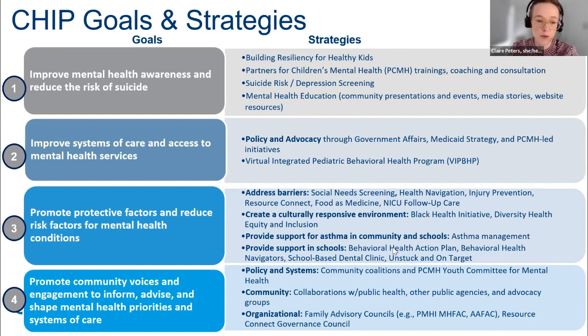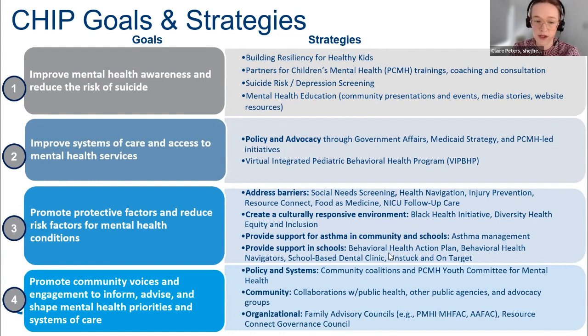Under goal 2, we're working on improving systems of care and access to mental health services. A lot of this work is tied to our policy and advocacy work. An example of a measure for this would be the number of amendments secured on legislation and/or regulations impacting children's mental health.